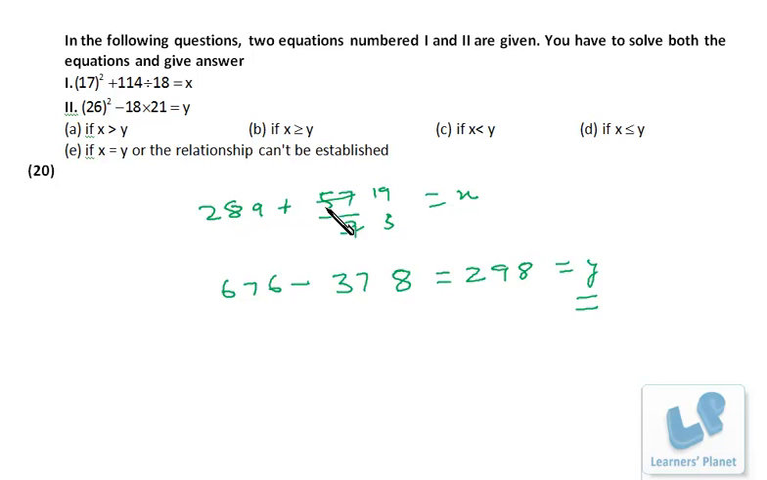And the value of x is actually 19 by 3 we have to add, so it's 289 plus it's 6 and 1 by 3, so 6 plus 0.33. So it's precisely 289 plus 6, that is 295.33, right? So we got the value of x as 295.33 and we got the unique value of y as 298. Since we are getting unique values of x and y, we can make the comparison easily. So x is less than y, right?